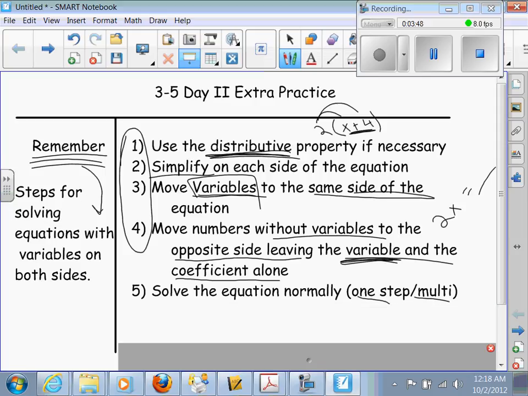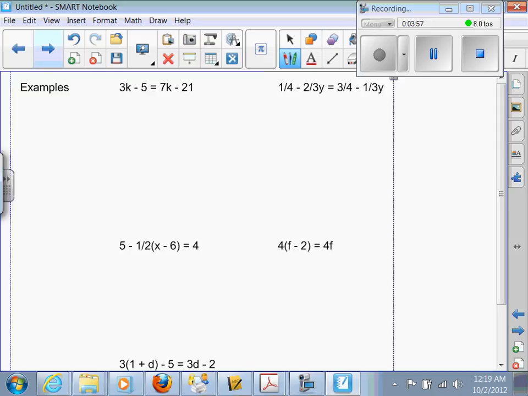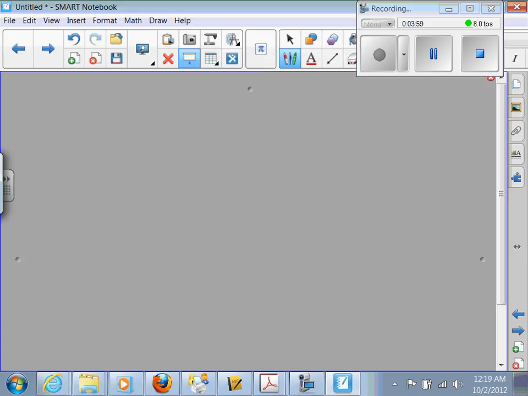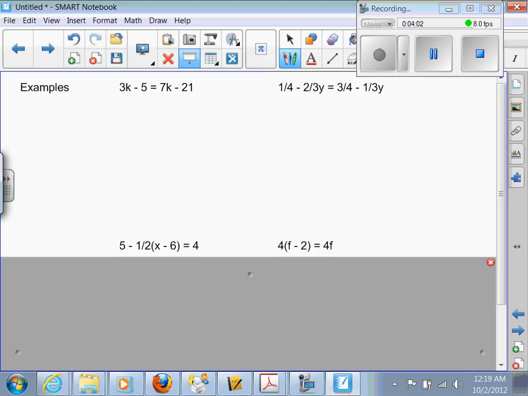All right, so I know you've seen this before. What I want to do is just go through some examples. Some of them are going to be fractions. The last 2 examples I want you to pay particular attention to. So here we go. All right, here is an example.